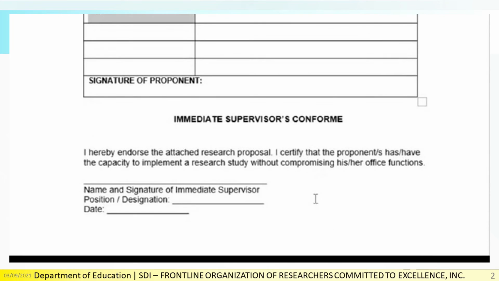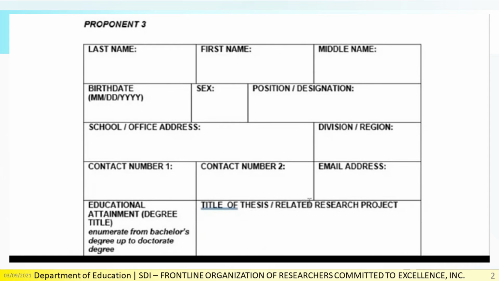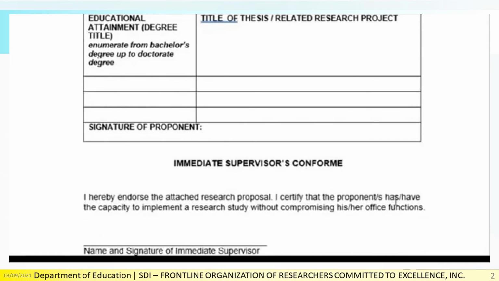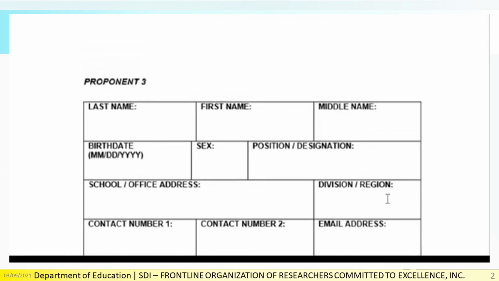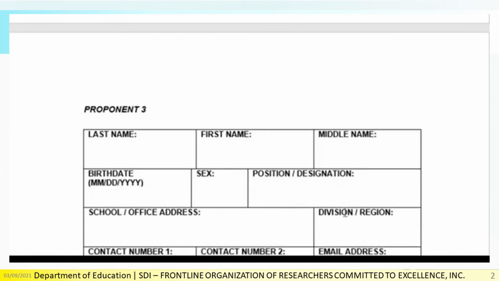So in the application form, we have only 1 part A, but if there are 3 proponents in a study, so you will have 3 forms for the proponents.